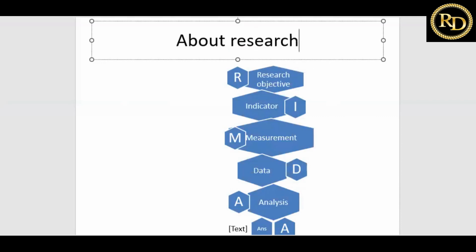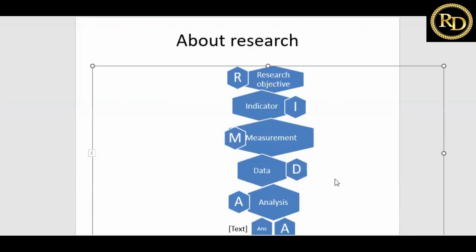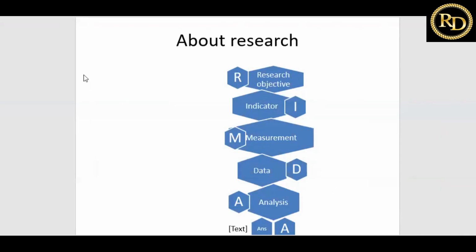Here you can see this, I think it is visible for you. In any research, you must start with the research objective. Whatever research objective you are trying to prove with your research, and once you know these are my research objectives, let's say my research objectives are 1, 2, 3, then you need to find out what indicators you will ask from the field or from the experiment.